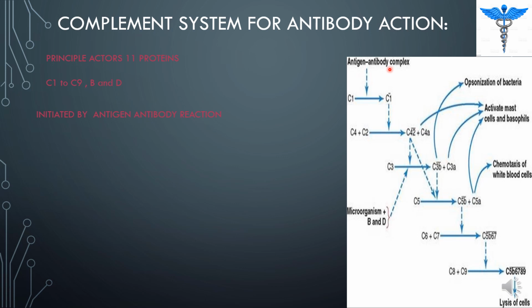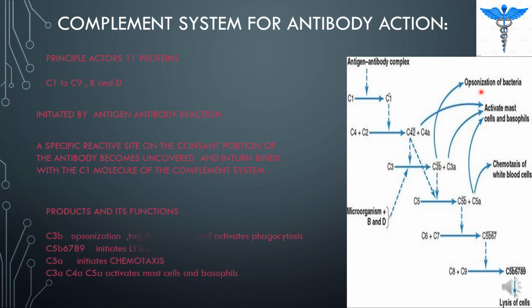Whenever this complex is formed, there is a specific site on the constant portion of the antibody that becomes uncovered and in turn binds to the C1 molecule of this complement system. This in turn stimulates sequential reactions, and at the end we get products. Those products are responsible for different functions. Here you can see the C3b, it is responsible for the opsonization of bacteria.